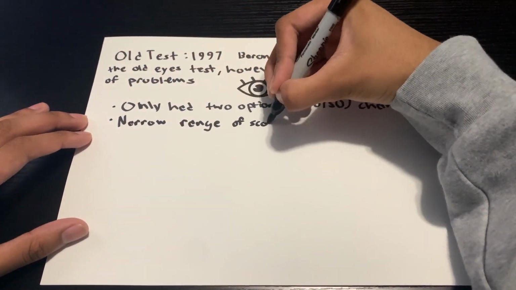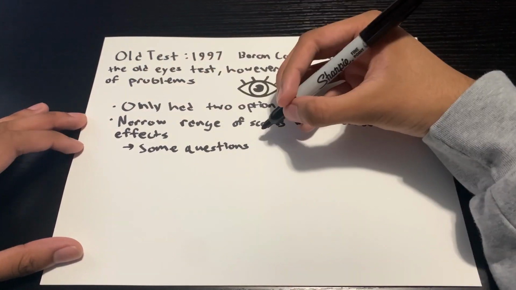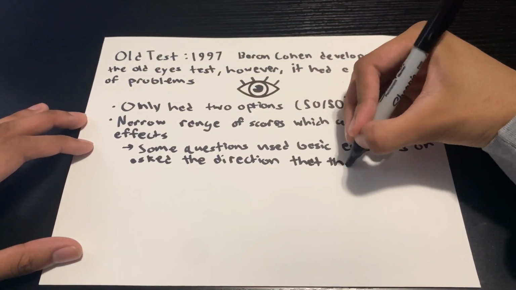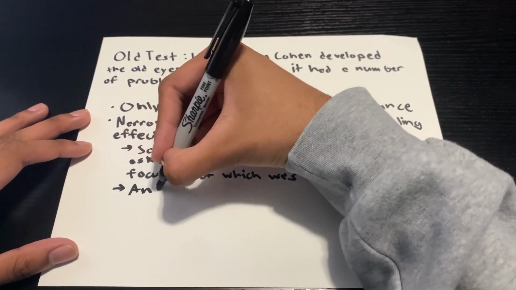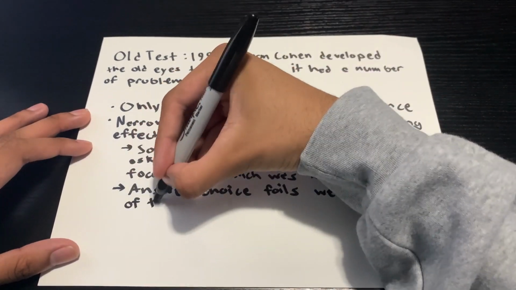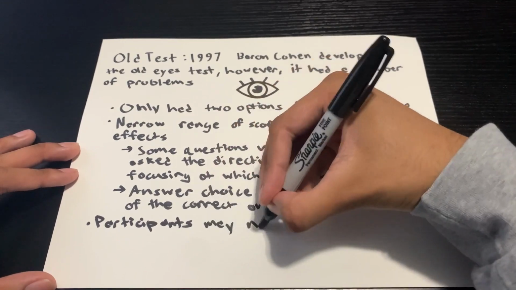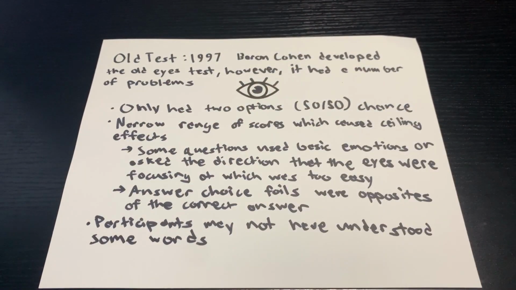The old test had a very narrow range of scores, which had caused ceiling effects. Some questions used basic emotions or asked the direction that the eyes were focusing at, which made the test way too easy. And some answer choice foils were opposites of the correct answer, so it made it very obvious which one was correct. Also, participants who took the old test were not given a glossary, so they may not have understood some of the words. These issues led to a less sensitive Reading the Mind in the Eyes test.